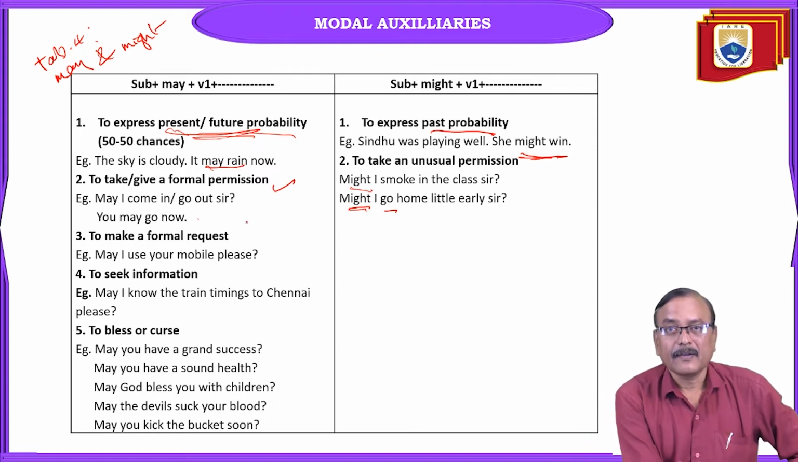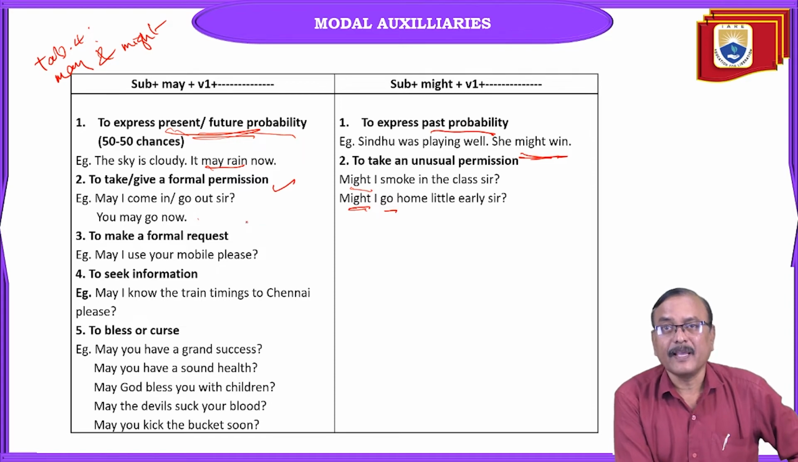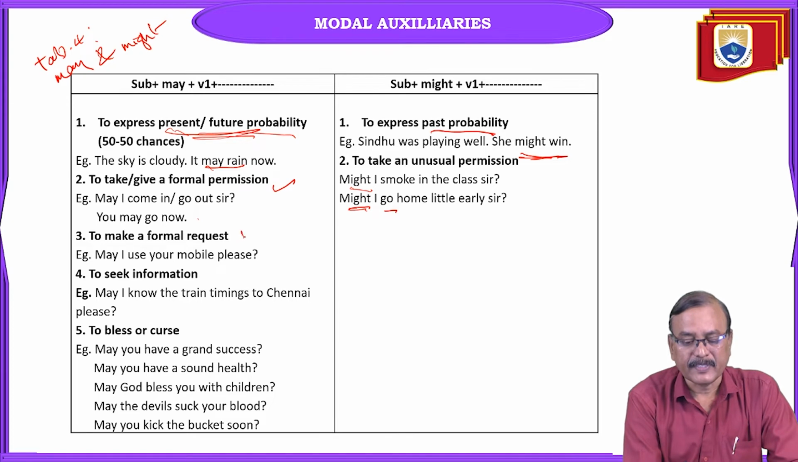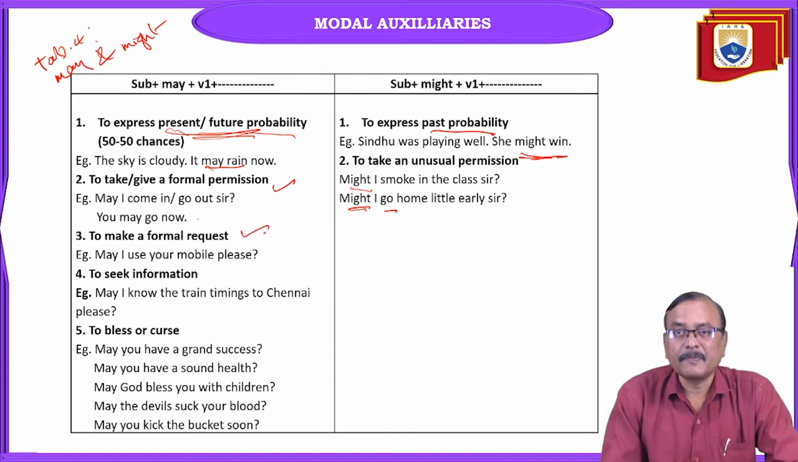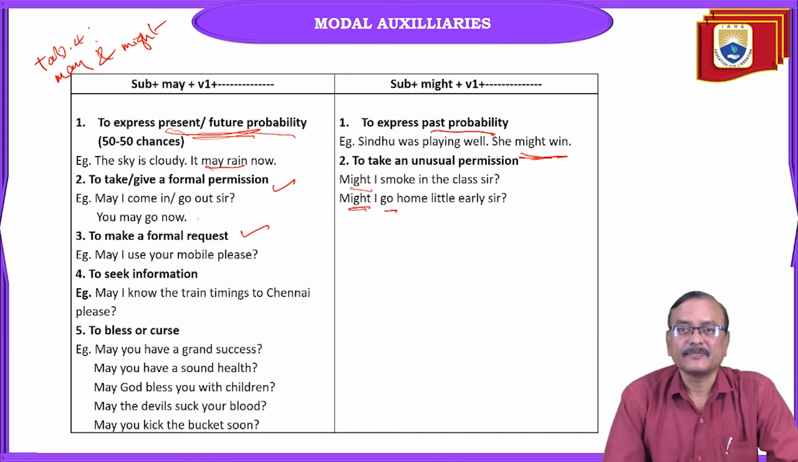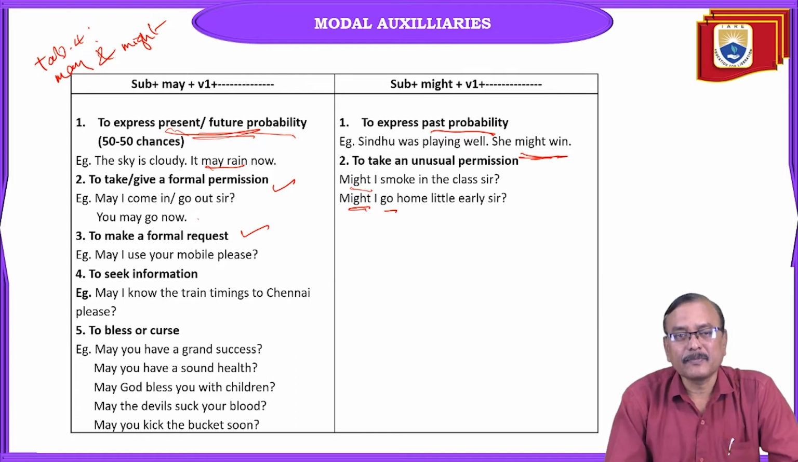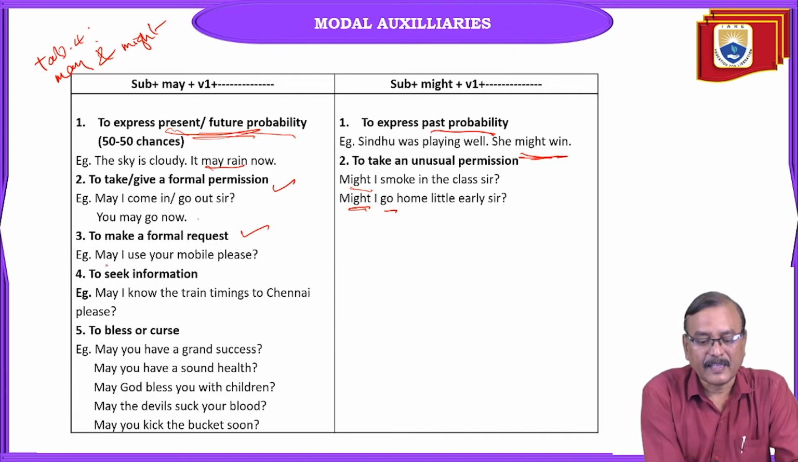Third, now come to the left side, "may I". To make a formal request, may I use your mobile please? You can use "can I use" or "may I use". Is it clear? "May I" is very formal, very formal. May I use your mobile please? May I have your notes please? Okay, right? May I.